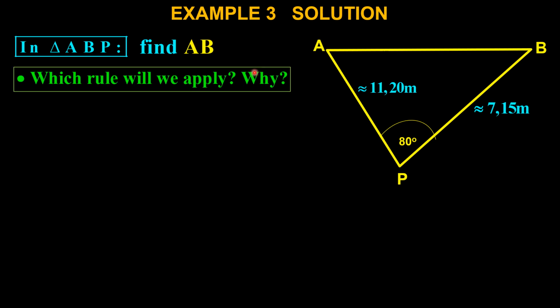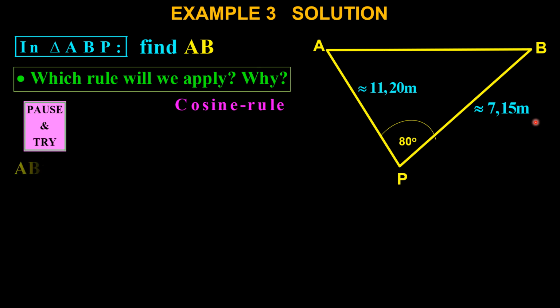So which rule do we apply? What do you notice there? Side, angle, side. And what is side, angle, side? That's correct, the cosine rule. Let's use the cosine rule now for the first time. So let's pause this, and you're going to apply the cosine rule. 3 minutes at most. Okay, now let's look at the solution.